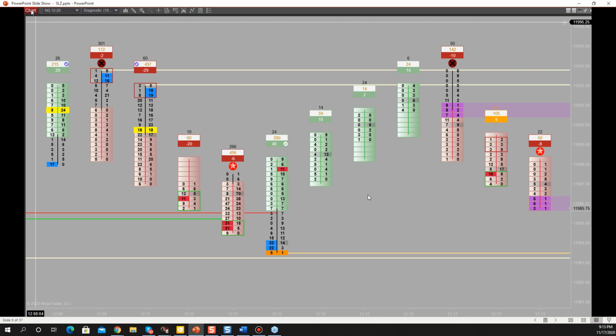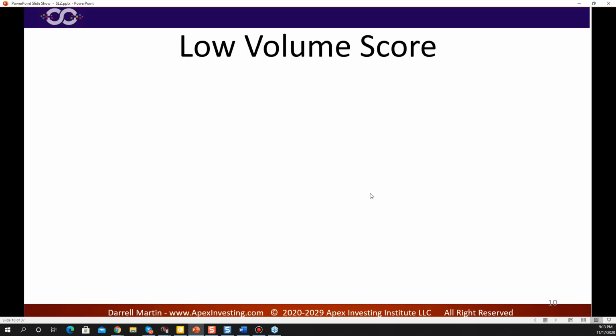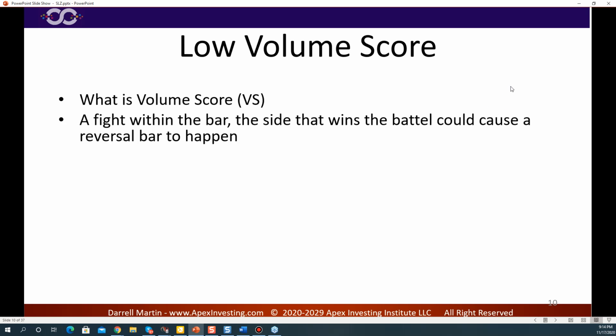Bear with me, my slides are going very slow here. Okay, so the next part of this, SLV. The S stands for star. We already talked about that. L stands for low volume score. Well, what is volume score? You might also hear us refer to it, especially in the trade room, as VS for volume score. It's part of order prints. It's the number that's printed on top of every single bar, like I showed you, and we'll look at some more.